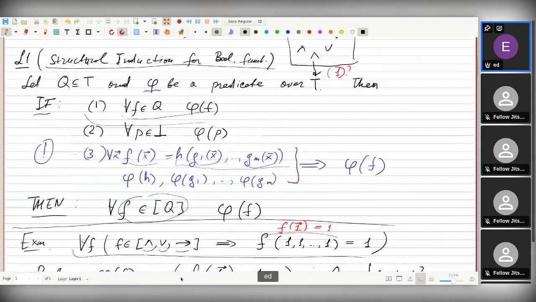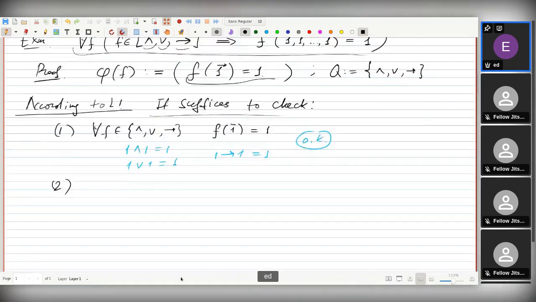Property second. I need to prove that every projector function satisfies my property. So what do I need? That every projector, for every n, for every i, this projector function, when applied to all unities, gives us unity. But by definition, it returns its i-th argument. And when all its arguments are 1, then it's clearly 1. Every projector preserves unity.